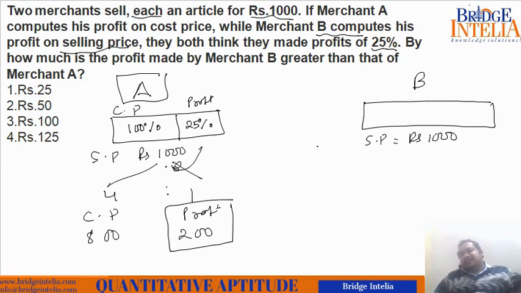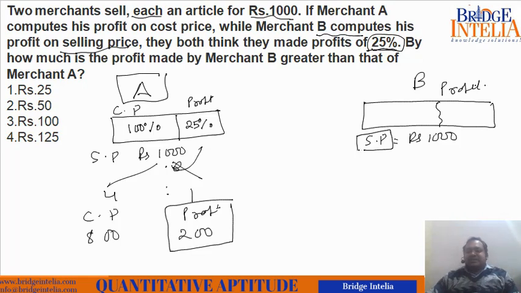Now look at the thinking of merchant B. Merchant B has received 1000 rupees. If you ask him how much profit you have earned, he will say 25%. 25% of what? Of selling price. So you can immediately calculate his profit in terms of money. So his profit is 25% of selling price, so that is equal to 250 rupees. So A earns a profit of 200, B earns a profit of rupees 250.